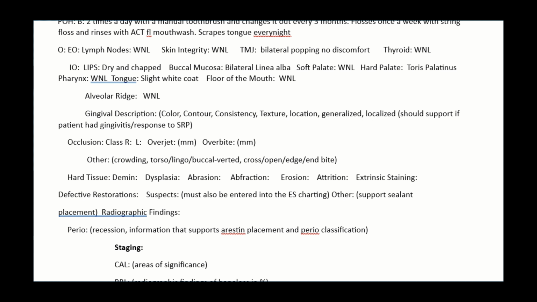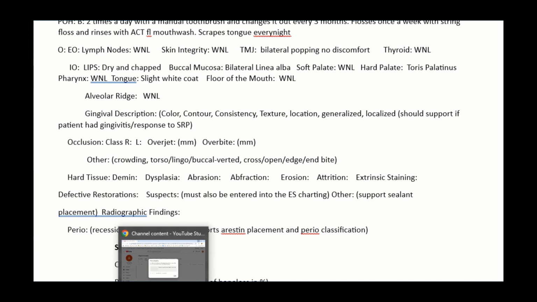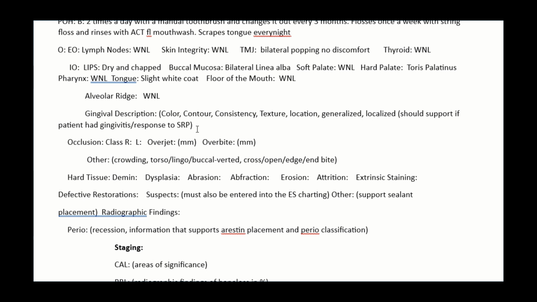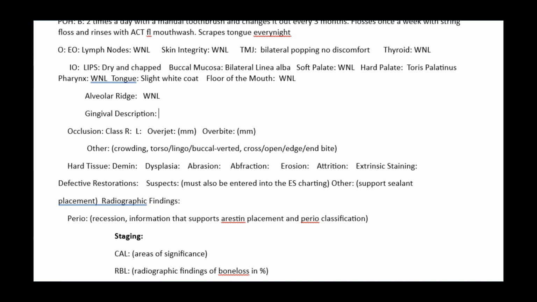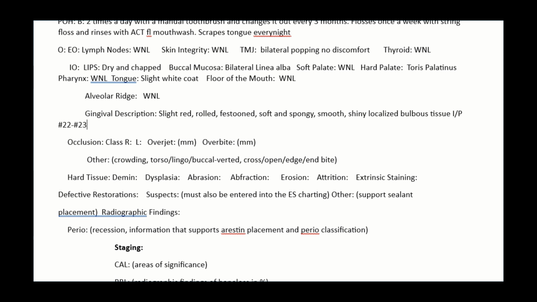So for this gingival description, I'm going to say it's generalized light red, it's rolled, it's festooned, it's soft and spongy, but it's localized bulbous on the tissues between 22 and 23. So what I'm trying to do for the gingival description is create a visual image. When I read this, I have an idea of exactly what the patient's gingival description looks like.